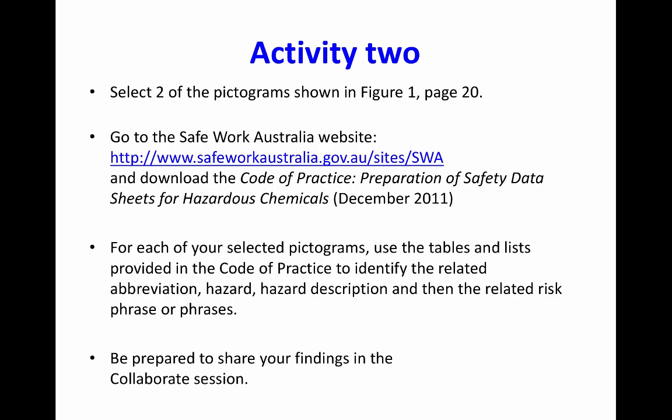The second activity we'd like you to do is to select 2 of the pictograms shown in Figure 1, page 20, and then if you could go to the Safe Work Australia website, or at the URL shown there, and download the Code of Practice Preparation of Safety Data Sheets for Hazardous Chemicals, December 2011. And for each of your selected pictograms, if you could use the tables and lists provided in the Code of Practice to identify the related abbreviation, hazard description, and the related risk phrases or safety phrases, and be prepared to share your findings in the Collaborate session.